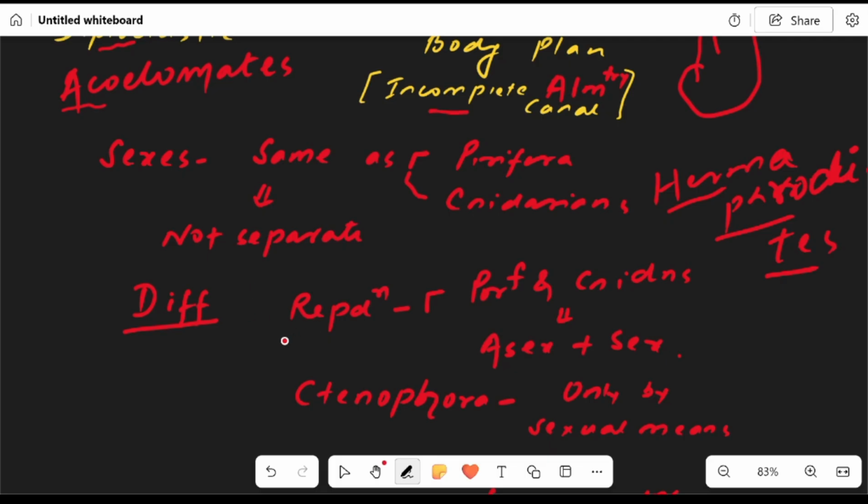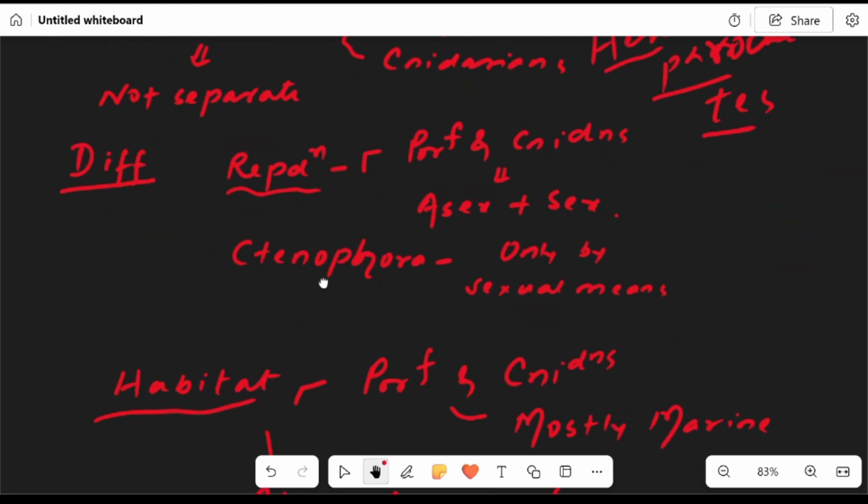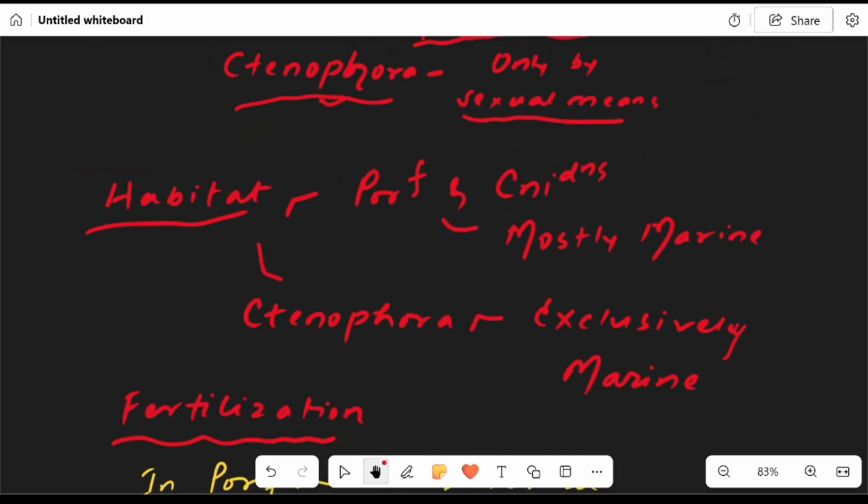What is the difference here? Reproduction in poriferans and cnidarians, both asexual and sexual. But in ctenophorans, it's only sexual. Reproduction, that's the main difference. Now in terms of habitat, the poriferans and cnidarians are mostly marine, but the ctenophorans are totally marine.